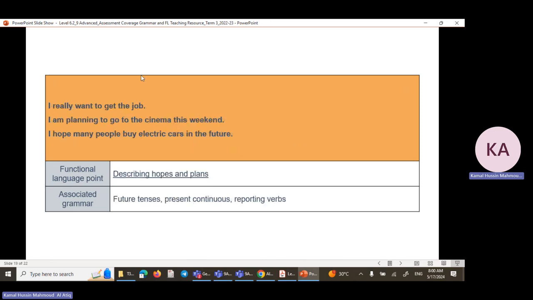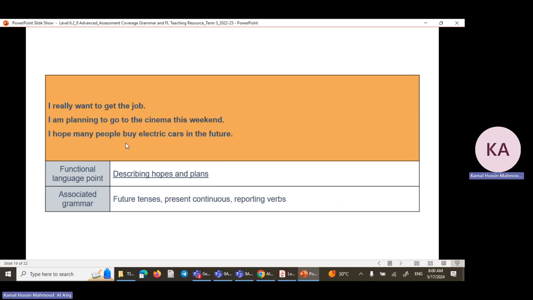Other expressions: I really want to get the job. "Really" before the verb. Sometimes they give you "reality" like this, but as you can see, you have to use the adverb "really" before the verb. I am planning to go to the cinema this weekend. Planning. I am thinking about going to the cinema this weekend, but I have not gone already, or I will go later on.